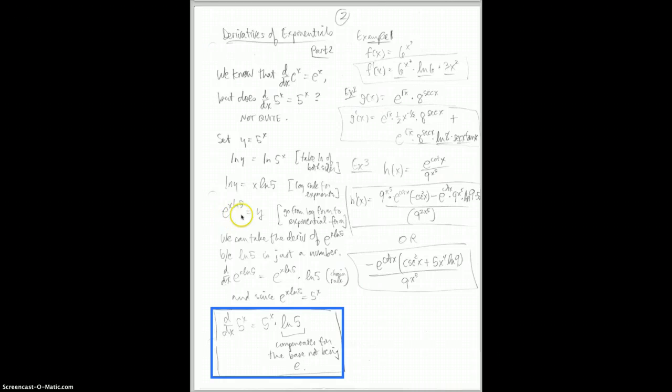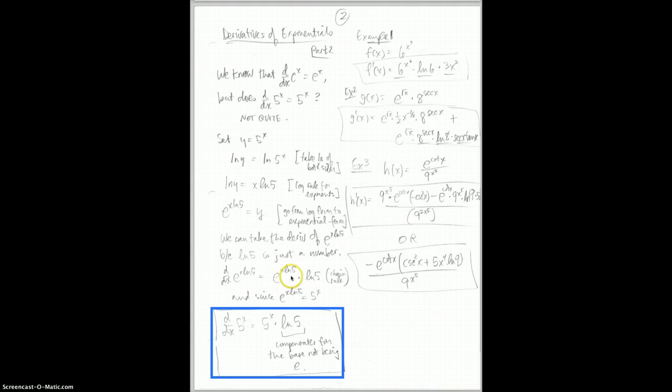So this is now in a form which we know how to take the derivative of, because this is no longer 5 to the x, it is e to a power. And the derivative of e to a power is itself times the derivative of what's inside. And the derivative of x ln of 5 is just ln of 5. Just like the derivative of 6x is just 6, so the derivative of 7x is just 7. The derivative of ln of 5 times x is just ln of 5.